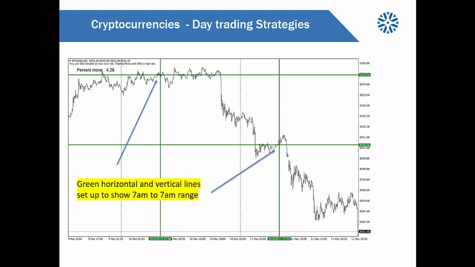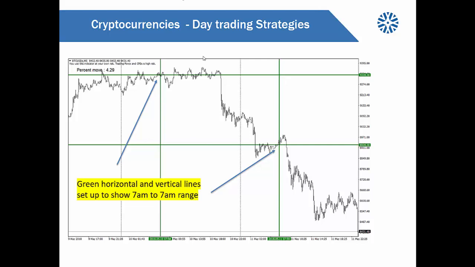So what I've got here is I've just taken a screenshot. Once again, this is the Bitcoin 5 minute chart, and what we've set up is the Crypto Sniper to look at 7 a.m. GMT time, and then to look back to 7 a.m. the previous day. What the indicator does is draw in horizontal and vertical lines to provide me with a quick view of the range of what happened during that 24-hour period.